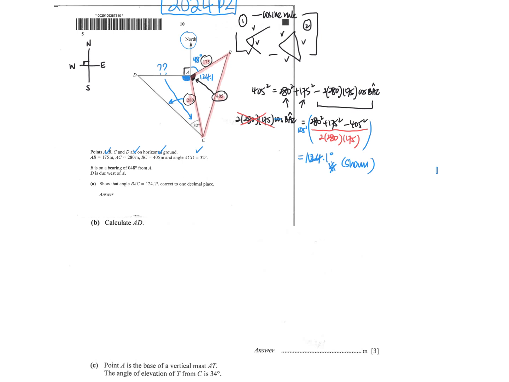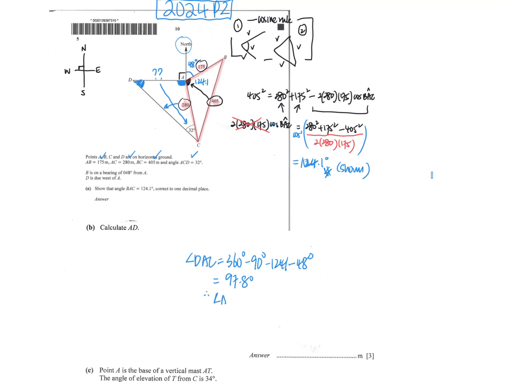So first of all, go and find this angle DAC, which is 360 minus 90 minus 124.1 minus 48. So DAC will be 97.8. So the moment you have this angle, you can find this angle. Therefore ADC is 180 minus 97.8 minus 32, which is 50.